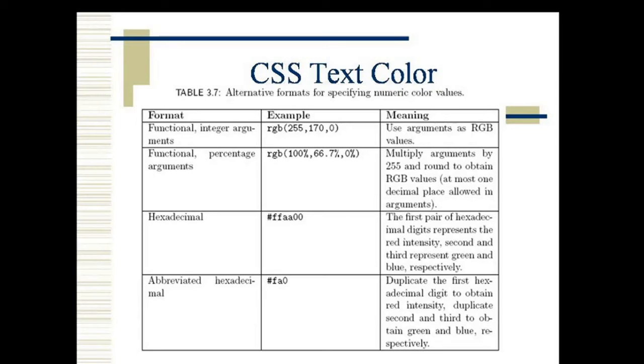Then hexadecimal values can also be provided. For example, hash FFAA00, and abbreviated hexadecimal can also be provided. For example, hash FA0. You don't need to type it again two times. You have to simply provide it once.